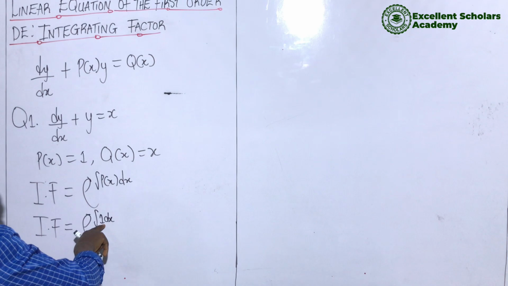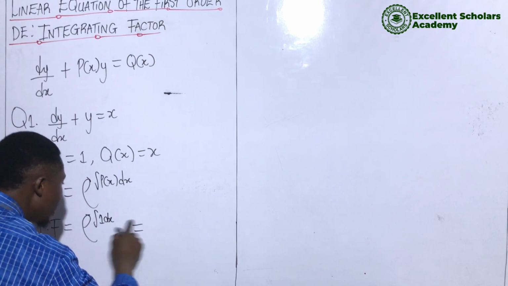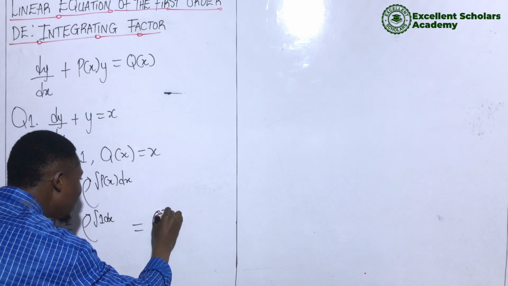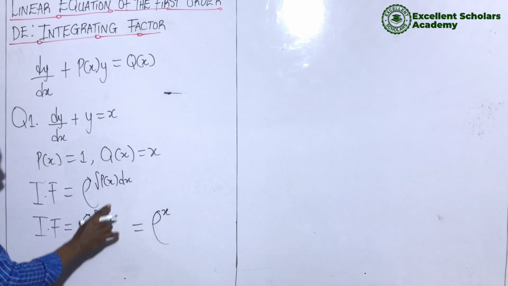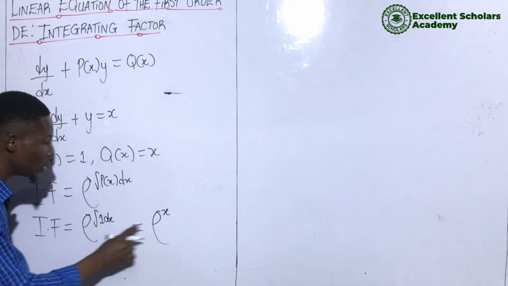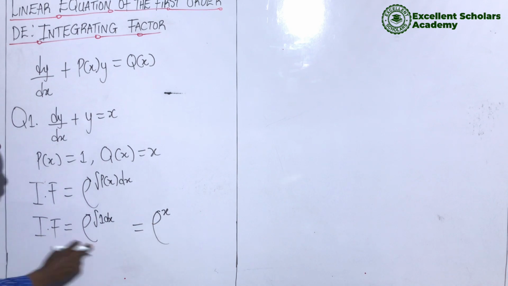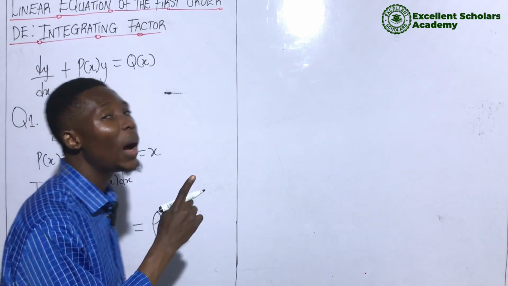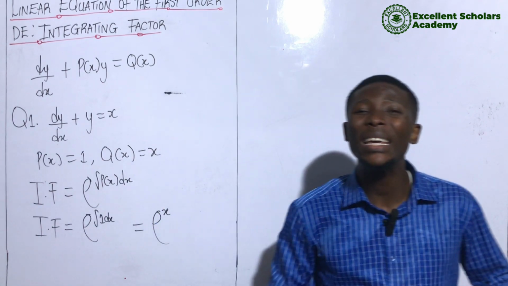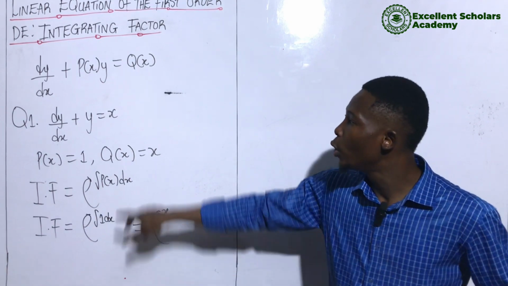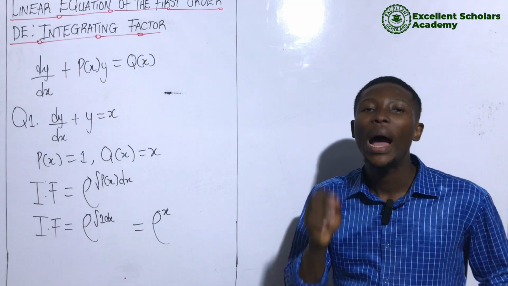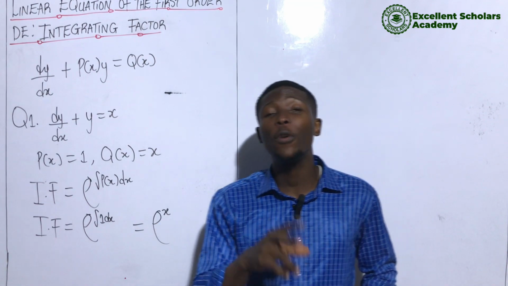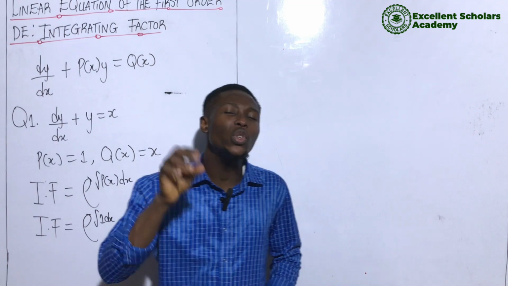Now you know that if you integrate 1 with respect to x, you get x. So this becomes e to the x. Meaning our integrating factor is equal to e to the x. Now, having gotten the integrating factor, the next step is to get our general solution.